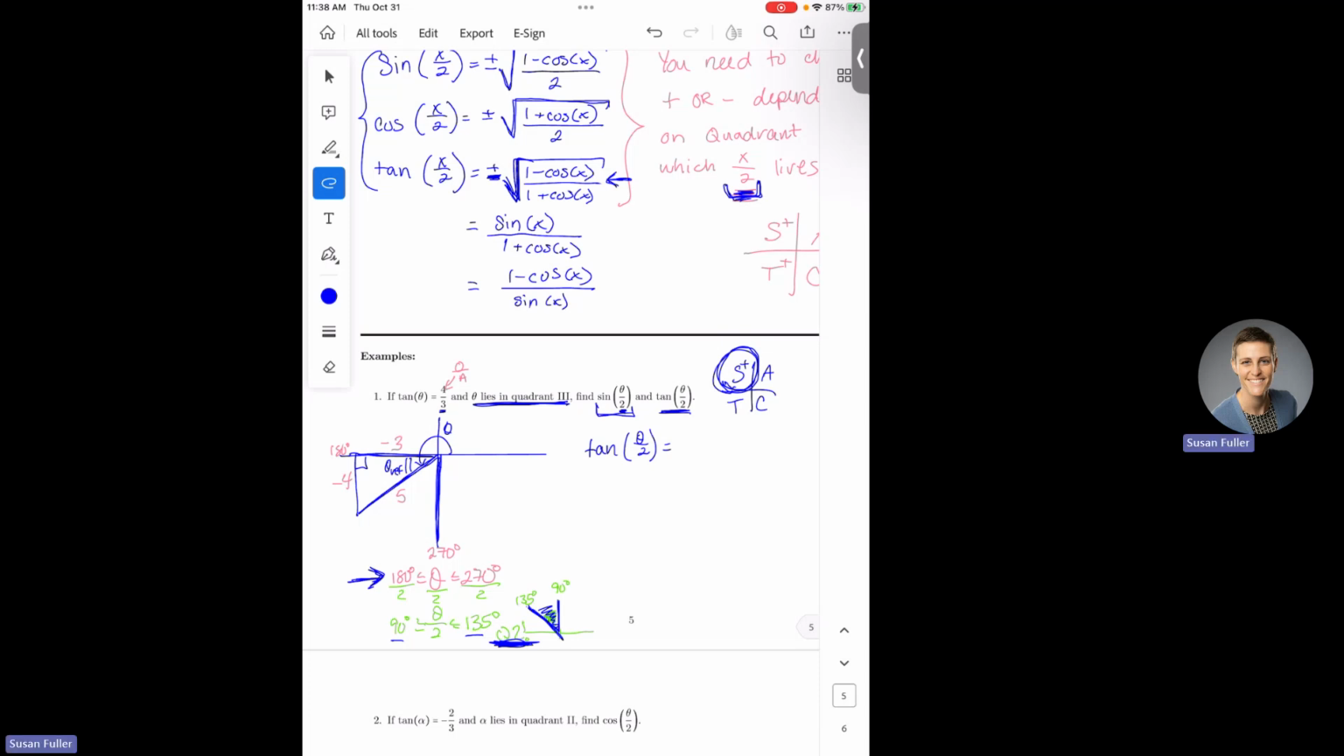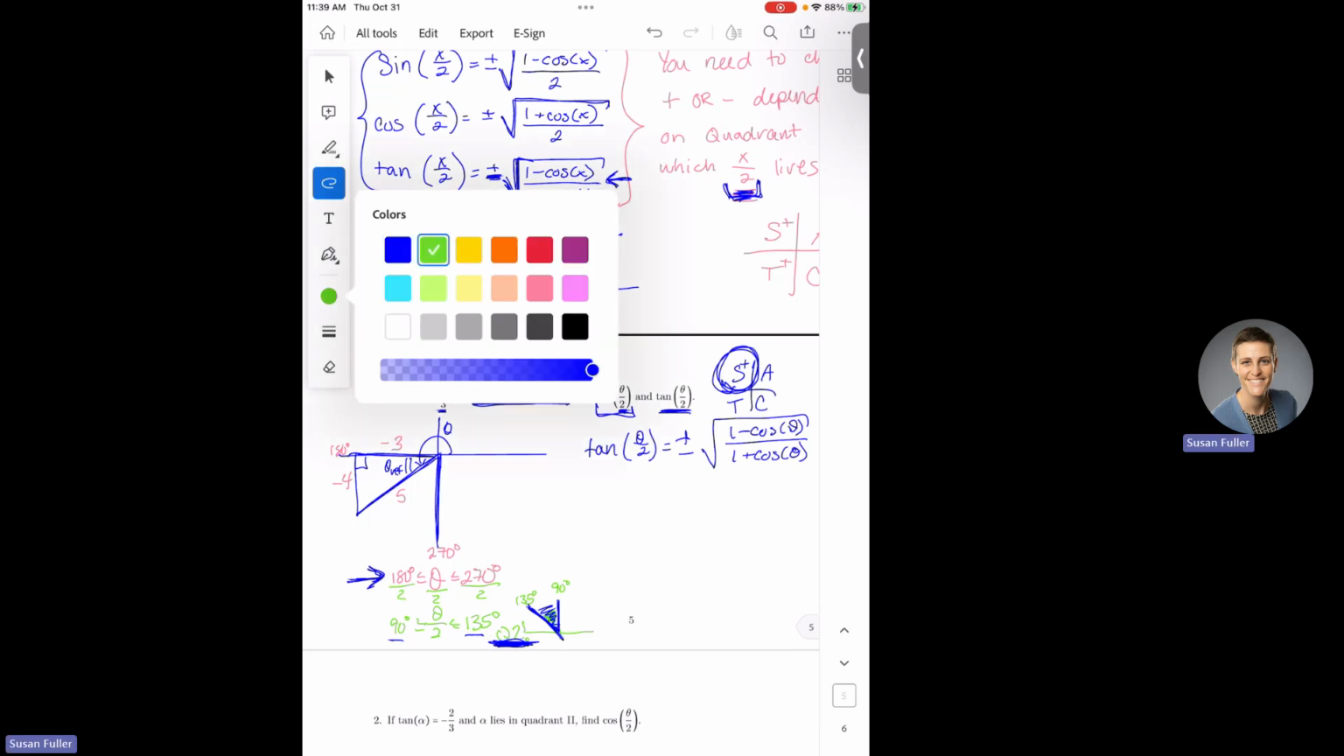Or we could choose one of these guys. If you choose one of these, you don't have to pick a plus or a minus. You just plug the numbers in and work through whatever comes out of your triangle. So let's see. I'll show you both here. So plus and minus the square root of 1 minus the cosine of theta over 1 plus the cosine of theta. So if I pick the one with the plus or the minus in it, this is what we look like.